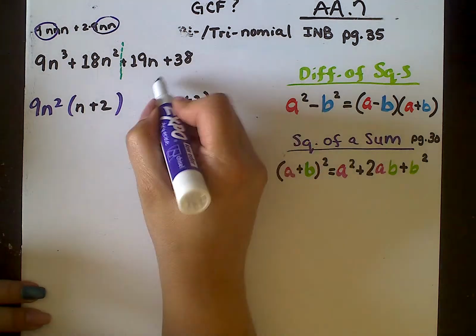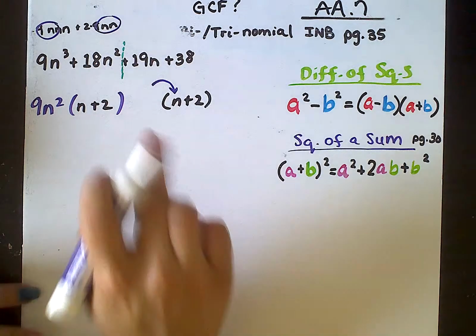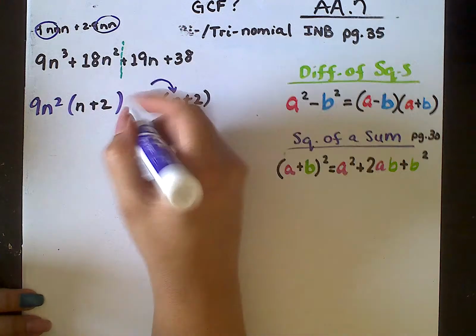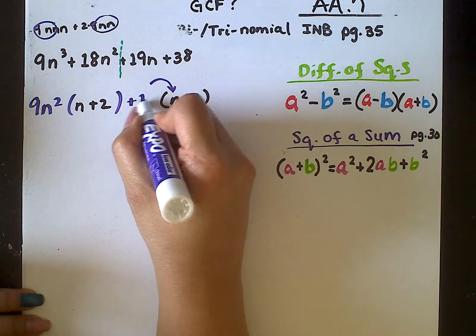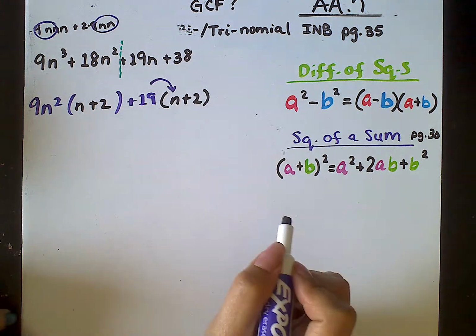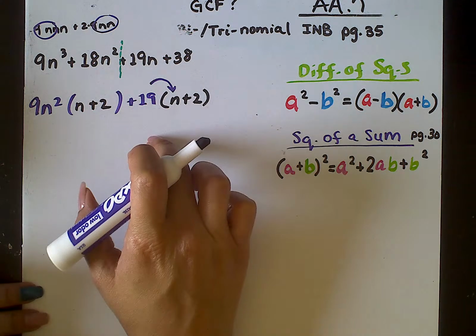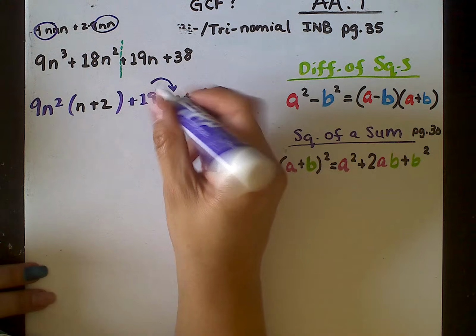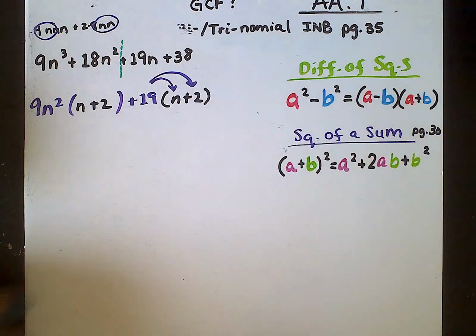And now, what times n would give me positive 19n? Well, that sounds like just 19. Now, 19 plus 19, that would be 38.